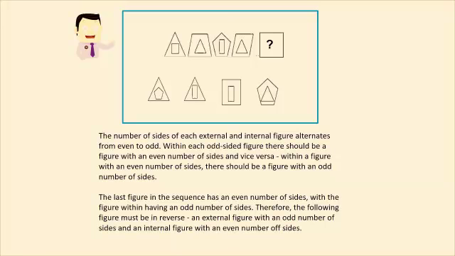The last figure in the sequence has an even number of sides, with the figure within having an odd number of sides. Therefore the following figure must be in reverse, an external figure with an odd number of sides, and an internal figure with an even number of sides.